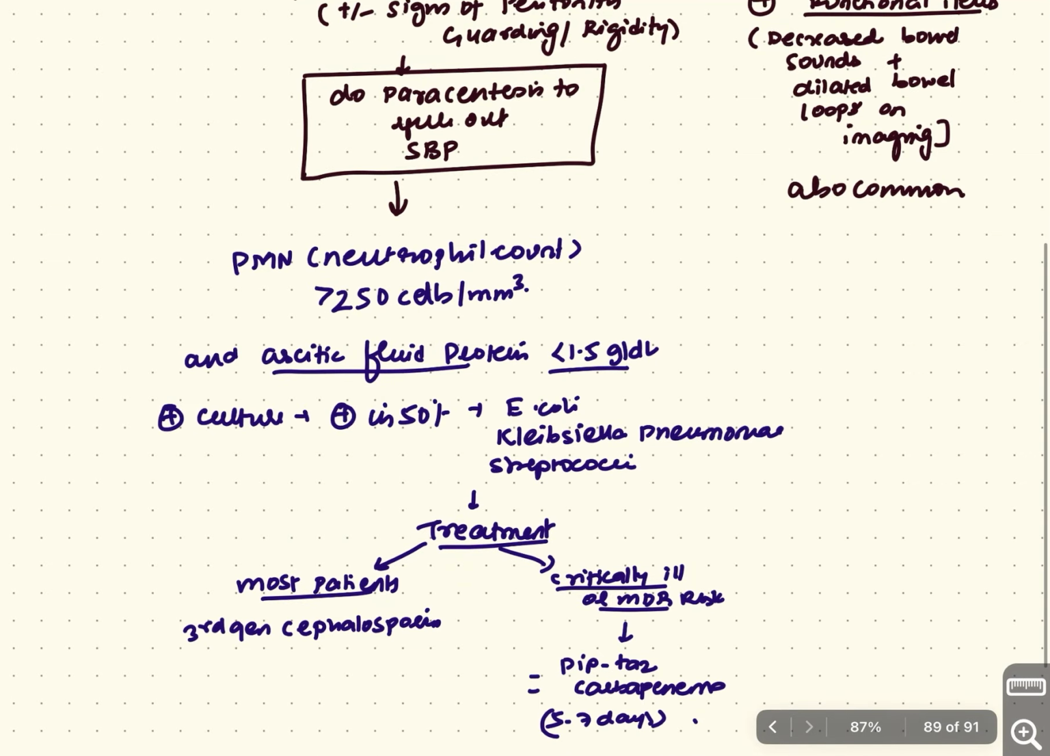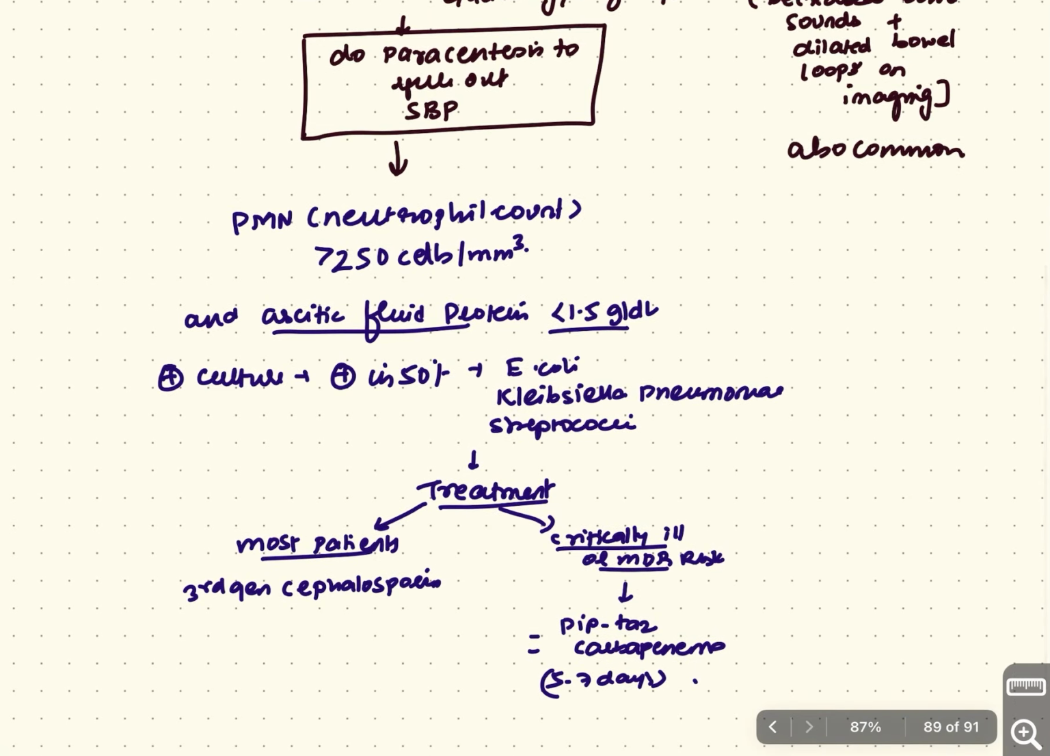Now when you do your paracentesis, you can see that the neutrophil count is going to be more than 250, and when you check the ascitic fluid protein, you can see that it is very low, less than 1.5 grams per deciliter. You also take a culture to see if it is positive. In 50% of the patients the culture will be positive, and the organisms can be E. coli, Klebsiella, or Streptococci. Then you find out that this patient has spontaneous bacterial peritonitis, and you decide to treat.